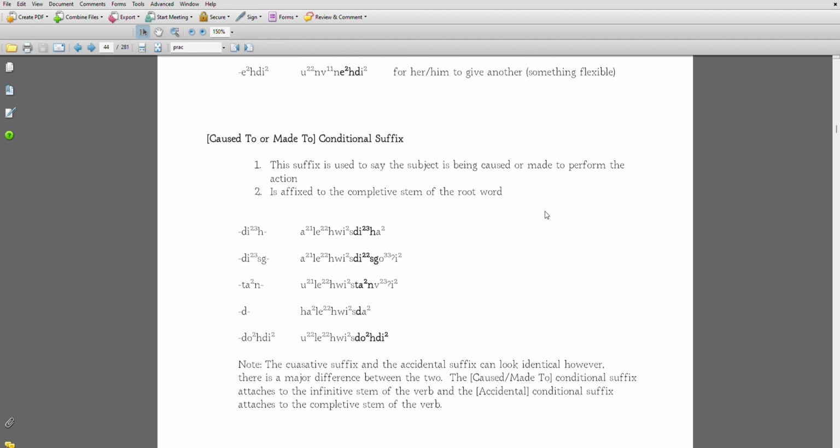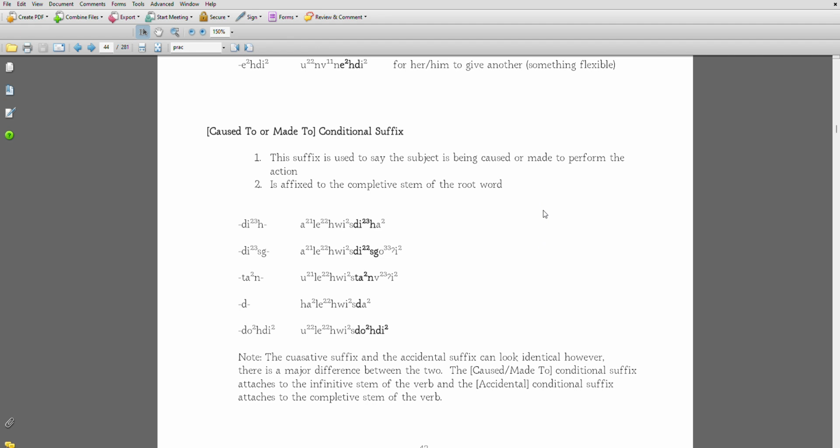Caused to or made to conditional suffix. This suffix is used to say the subject is being caused or made to perform the action. It is affixed to the completive stem of the root word. This can sometimes be confused with the accidental, but the difference is how it connects. With the accidental, it connects to the infinitive stem minus its suffix, and the caused to or made to connects to the completive stem.